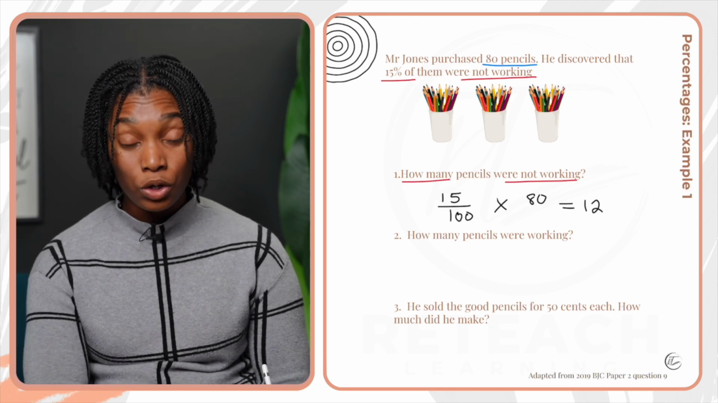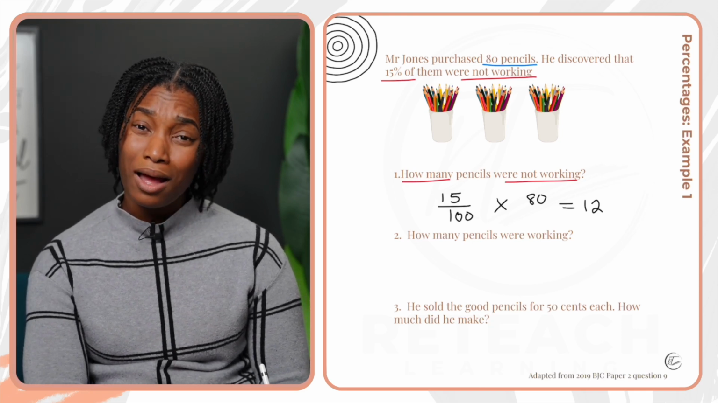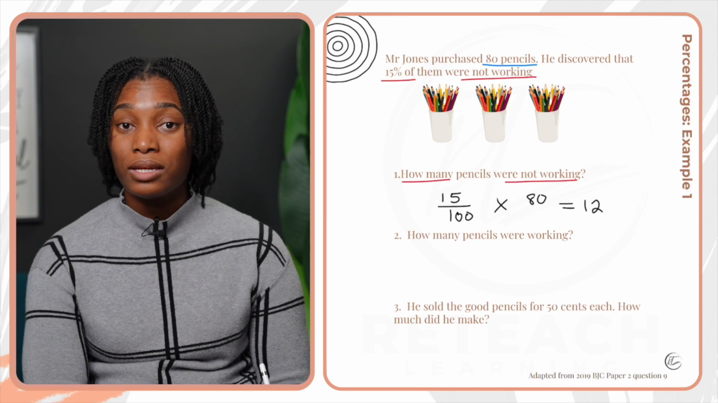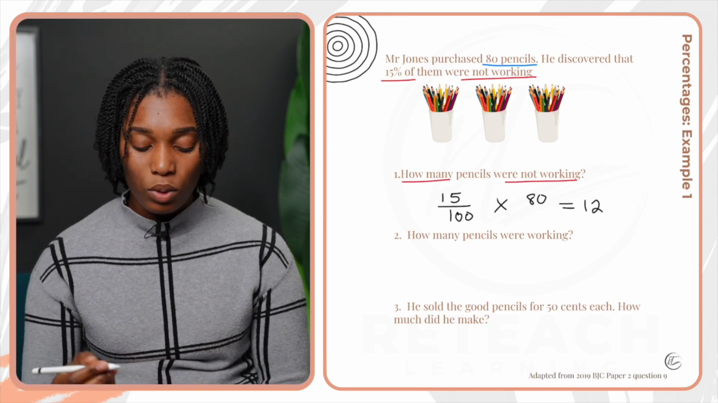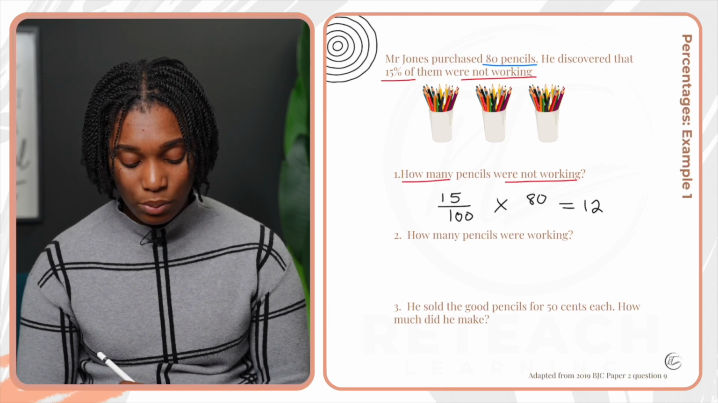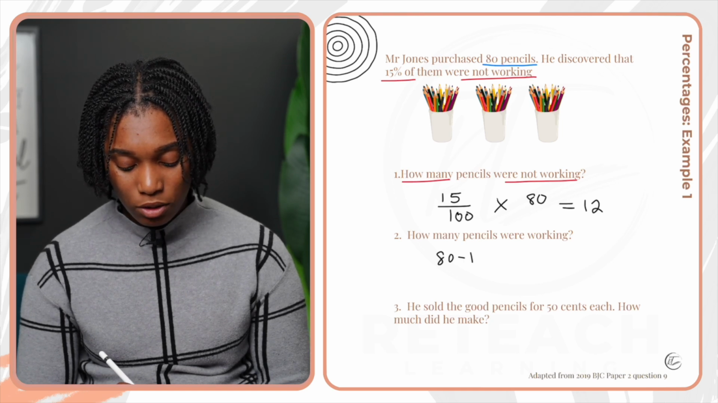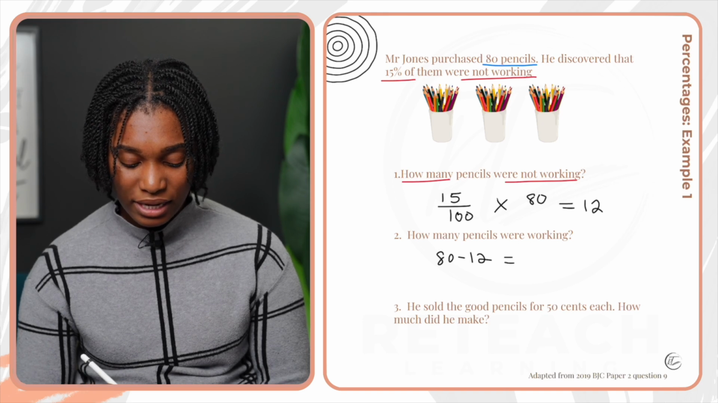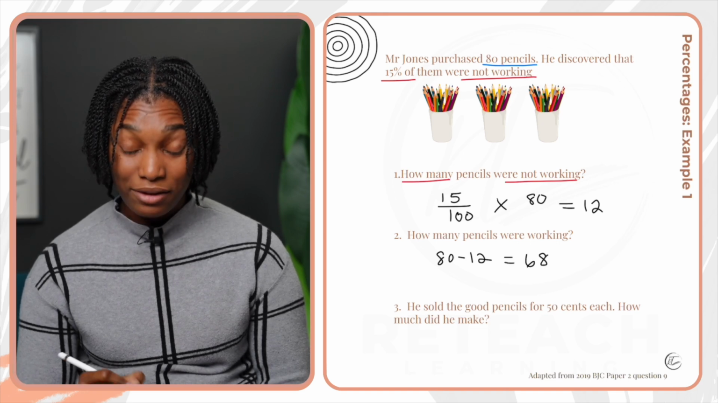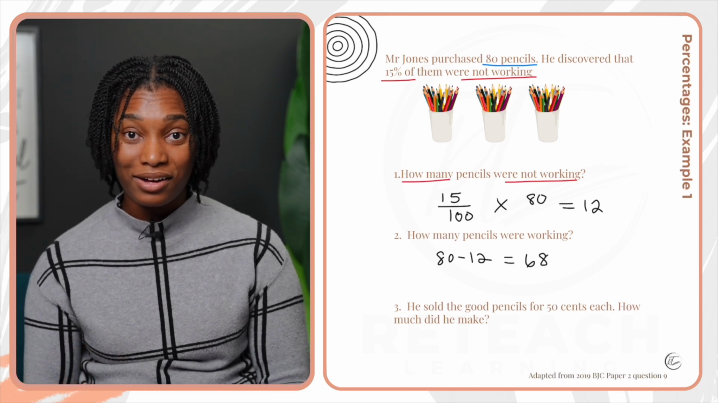How many pencils were working? So if we know that 12 were not working, then the next step would be, okay, if 12 aren't working, well, how many do I have left? Well, I have 80 altogether. So I would say 80 minus 12. All right. And that gives me 68. So I have 68 working pencils. Awesome. Now let's take a look at the next question.